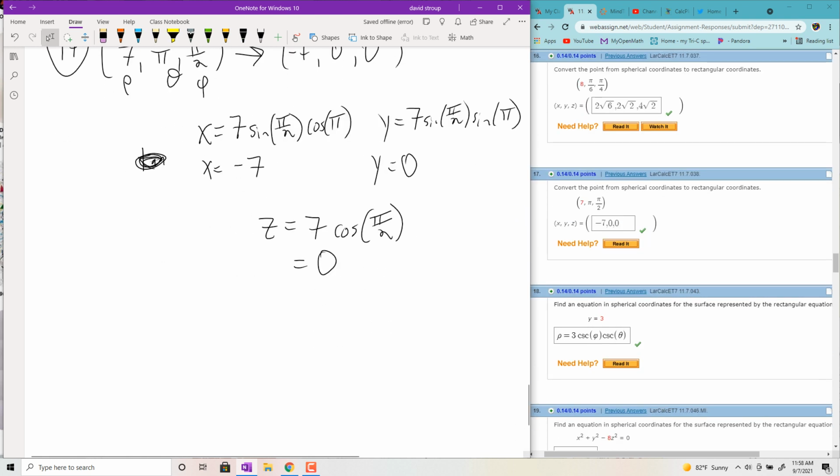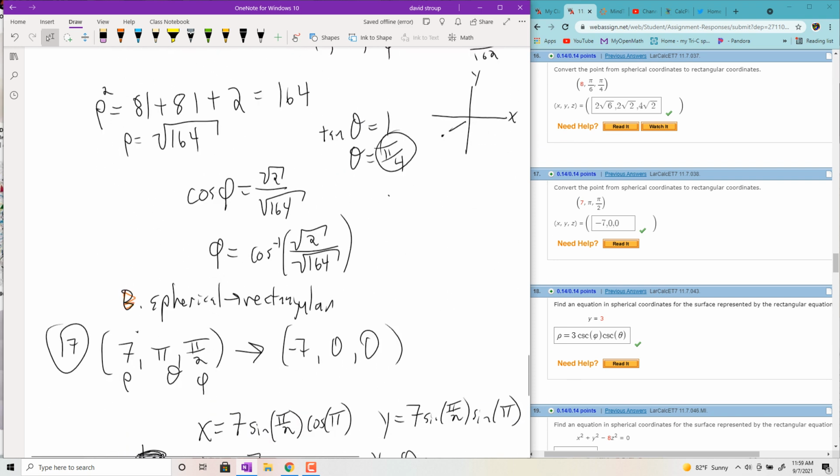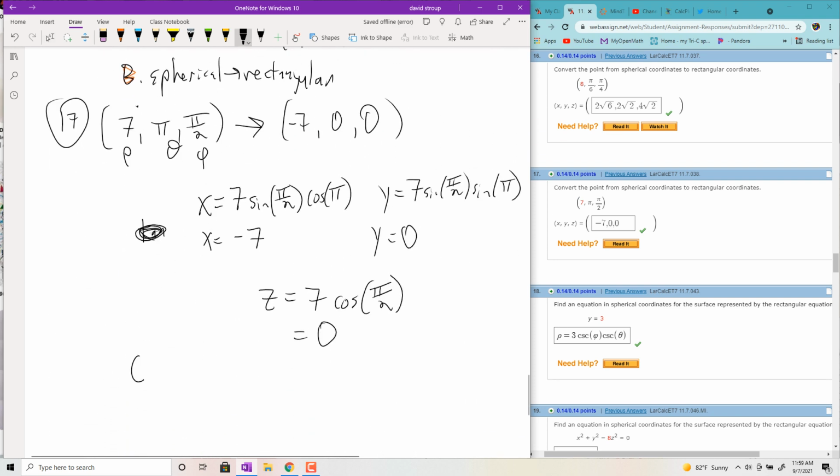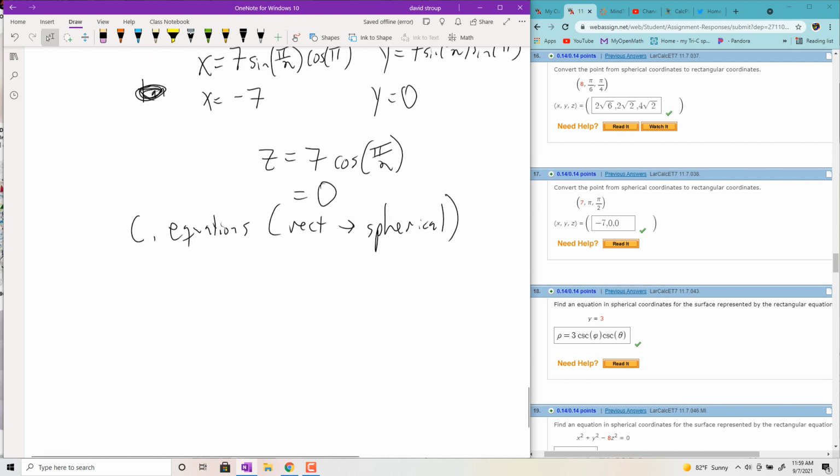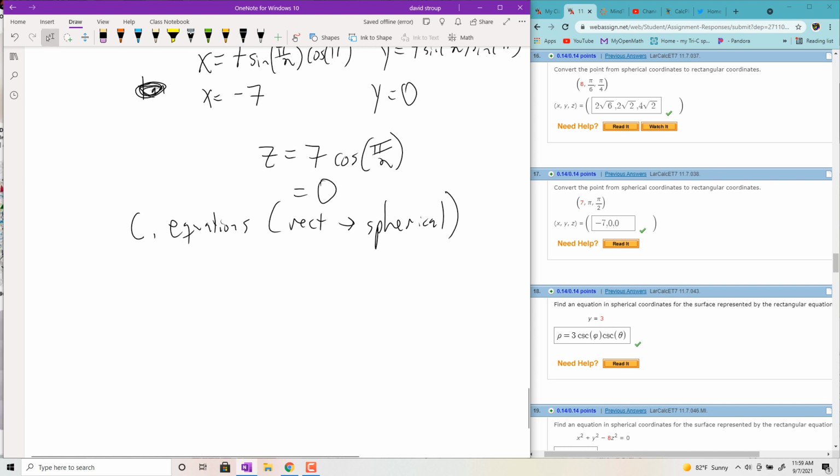Okay. Finally, then we're working with equations. So part C now. Equations. We'll start by going from rectangular to spherical, and do something easy. Like the example we have, that y equals 3, which is number 18.